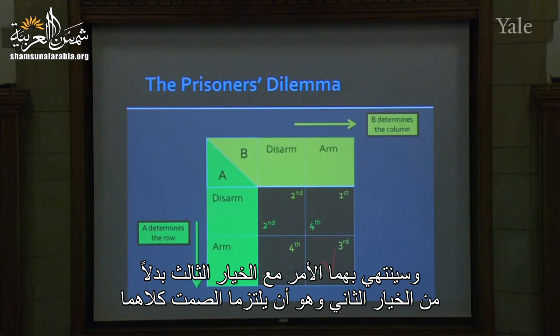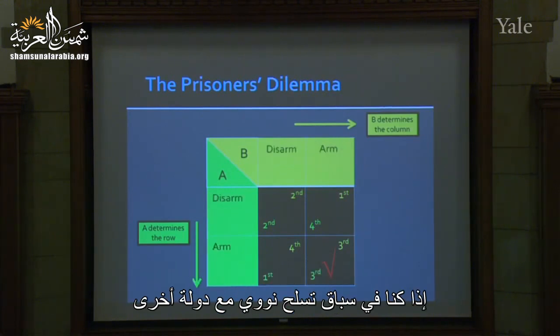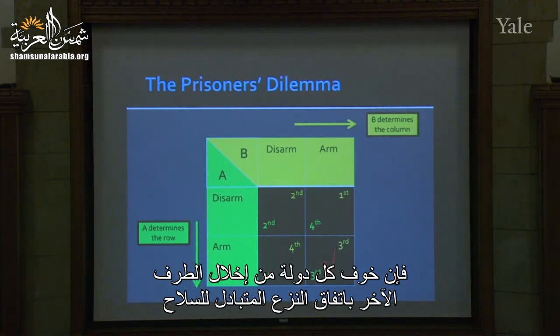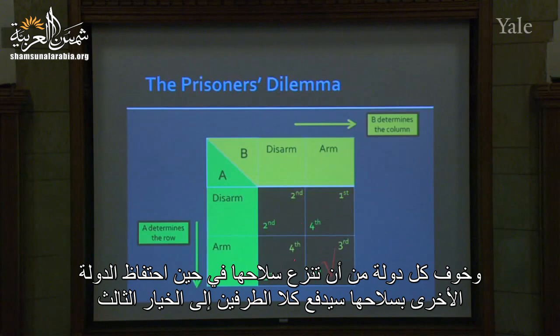If we are in a nuclear arms race with another country, where mutual disarmament would leave both countries with a peace dividend, it will nonetheless be the case that the fear of the other party defecting and the fear of perhaps ending up in one of these cells will push both parties to the third choice.